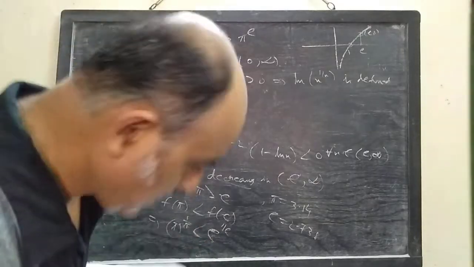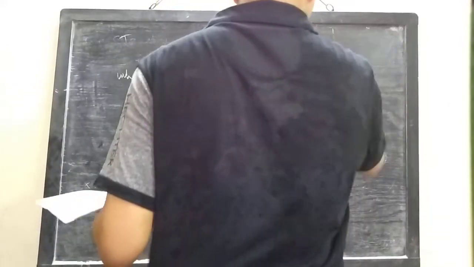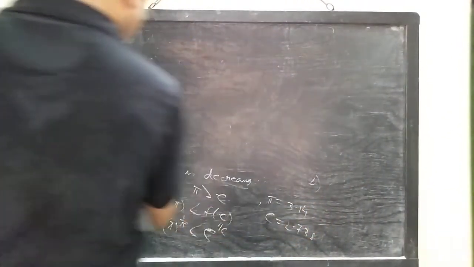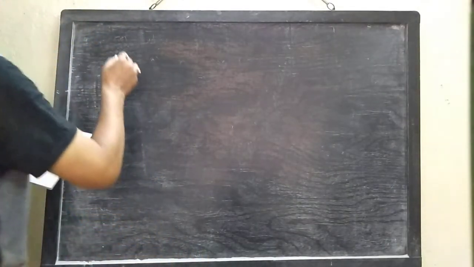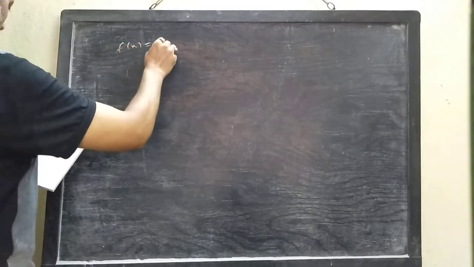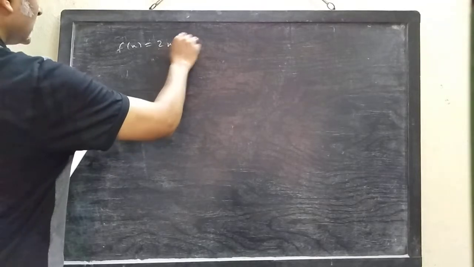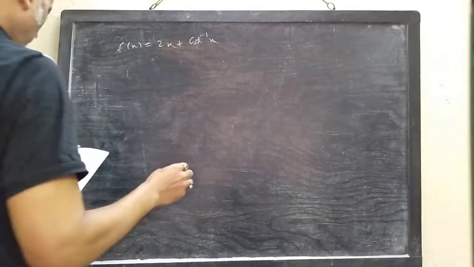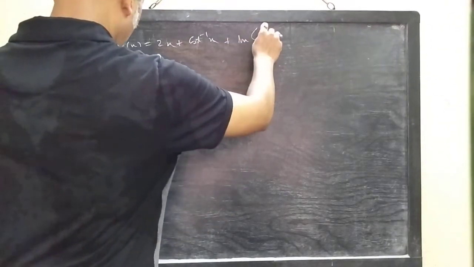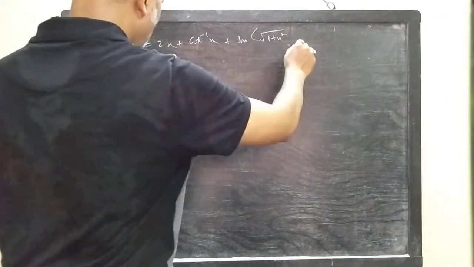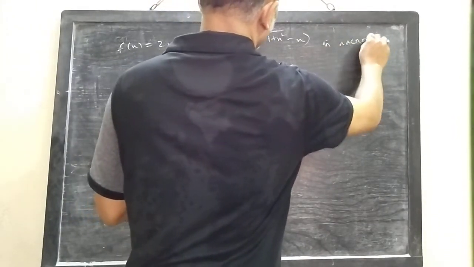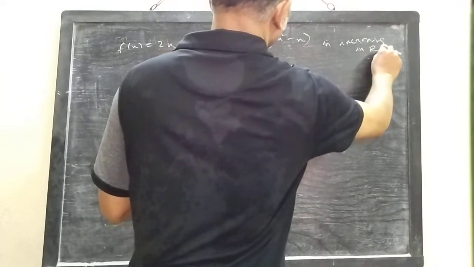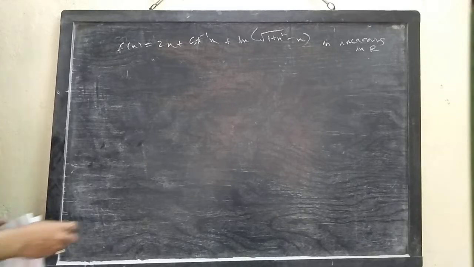Next, let us show that a function f given by f(x) = 2x + 14 inverse x + ln of root over of 1 plus x square minus x is increasing in R. So first of all, find its derivative.